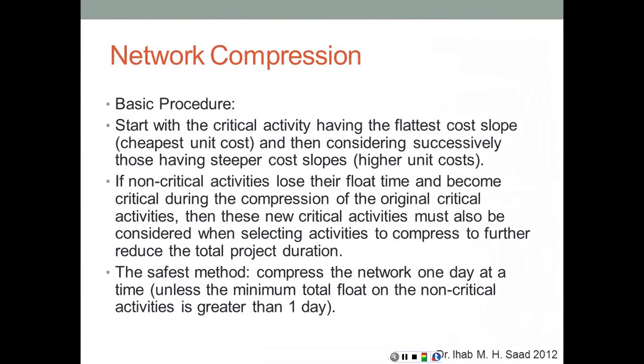So the basic procedure is we're going to start with the critical activity having the flattest cost slope, the cheapest unit cost, and then consider successively those having steeper cost slopes. So once we compress the critical, compressible, effective activity with the lowest cost slope and we're done with it, we move along that continuum to the ones with higher cost slopes until we reach the most expensive, if we still need to keep compressing.